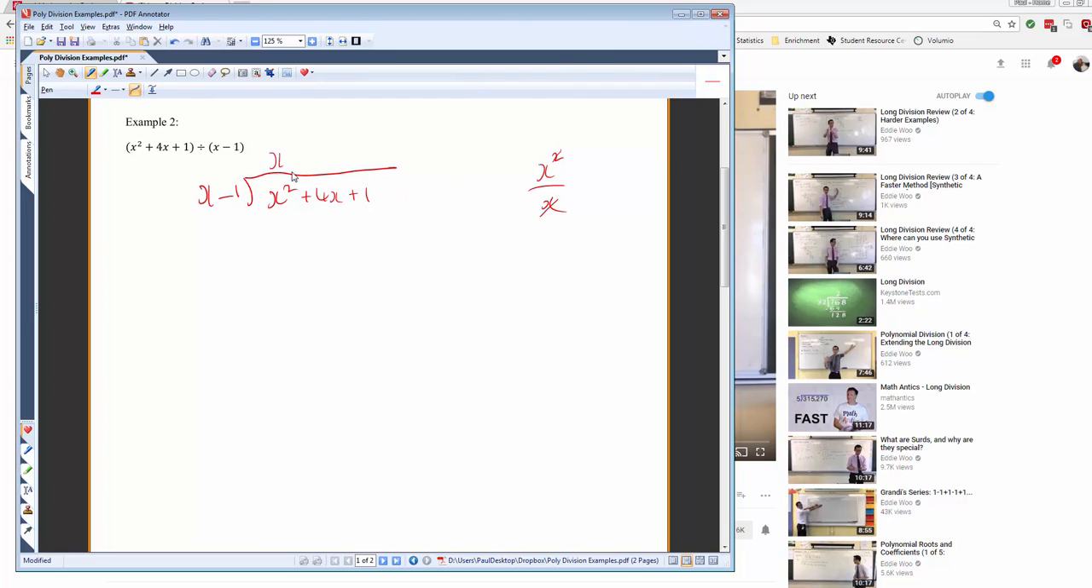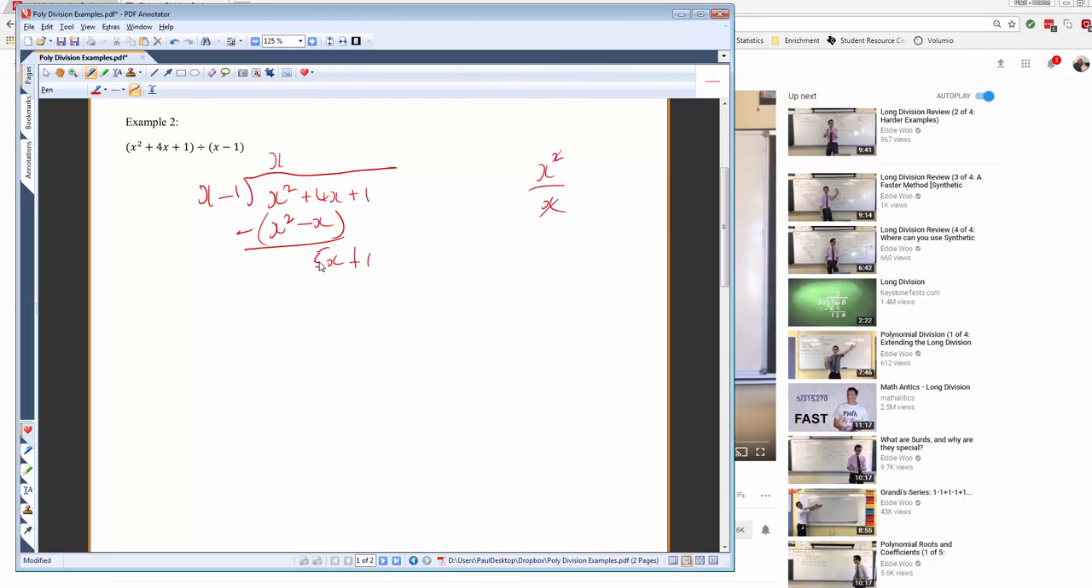Now how can I check whether I'm right? Well, what has to happen is when I multiply back again, this needs to be x squared take away x squared. This needs to cancel out. So let's see whether that happens. x times x is x squared. That's good. x times negative 1 is negative x. Bracket, subtract, line. Alright, x squared take x squared is 0. 4x subtract negative x is 4x plus x, which is 5x. Now we're going to bring down the 1, plus 1.